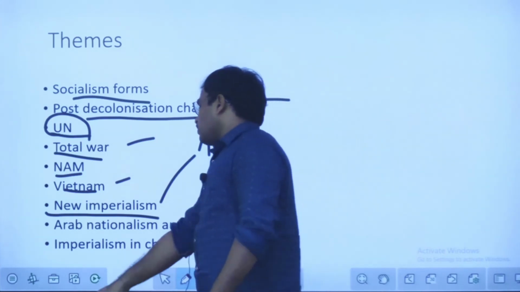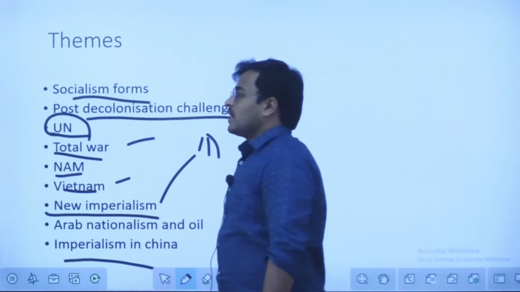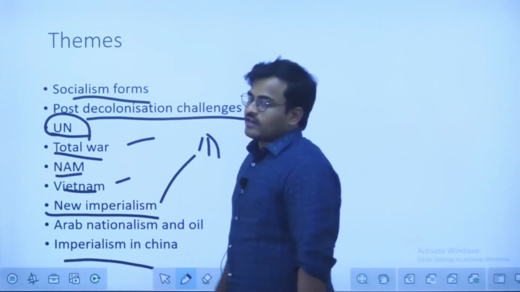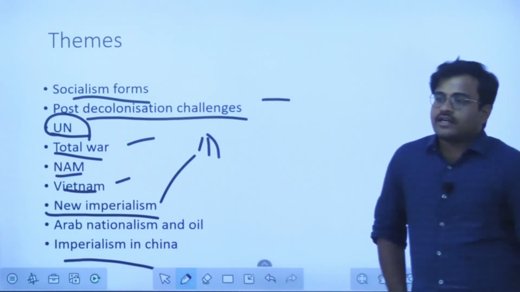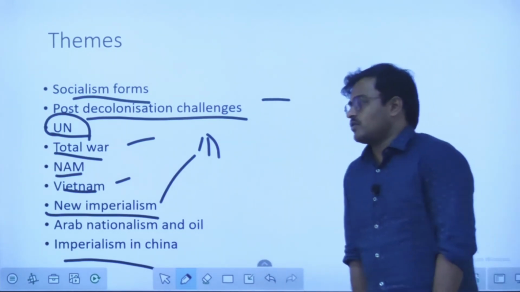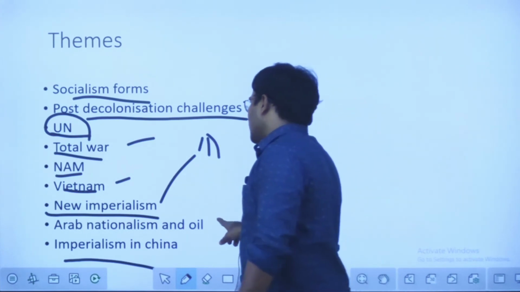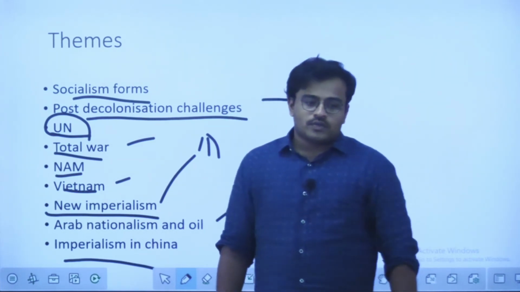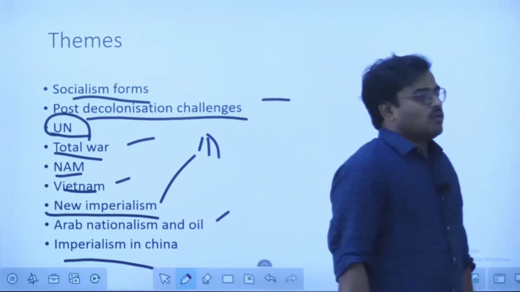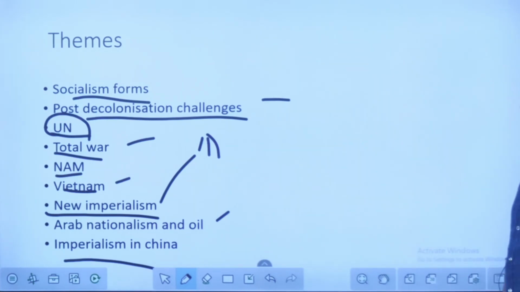Then, if they want, they can ask a question on imperialism in China, same period, 1870 to 1914. The cutting of the Chinese melon, it is called. It can be asked as a question. Then, Arab nationalism and oil. Suez crisis, they have asked. So, the Arab-Israel conflict and Arab nationalism, they can ask as a question.